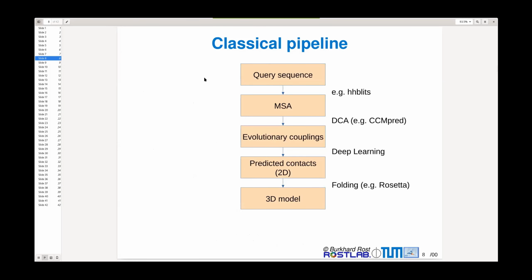So to recap, the classical pipeline looks something like this. You have your query sequence. You build an MSA based on this with HHblits or other tools, early on PSI-BLAST or Jackhmmer. Then you throw this into some kind of DCA method like CCMPRED, and you get your correlation scores or evolutionary couplings, many different words for the same thing. And then, at least more recently, we use those as inputs for deep learning systems to predict accurate contacts, or even more recently, distance probability distributions. And then we use these pairwise features, this pairwise representation, as a set of constraints for the folding with tools like Rosetta to get to the 3D model.